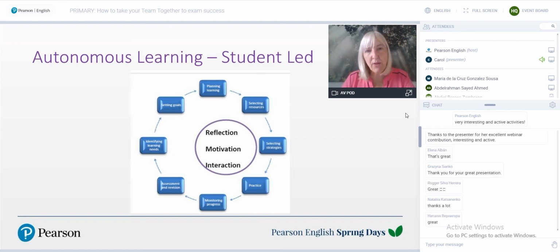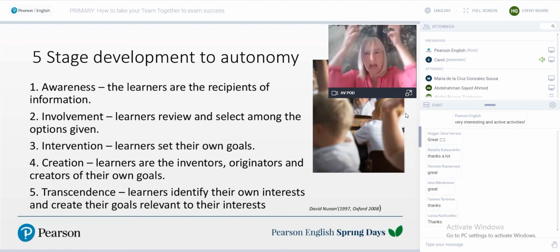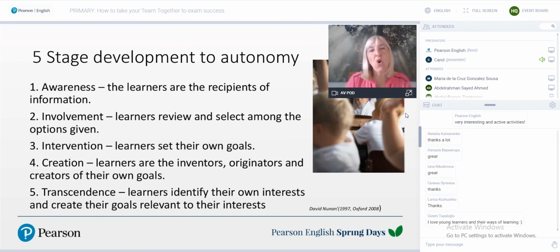Now, I wanted to have a quote from David Nunan, and I thought that this five-stage development to autonomy ties in really well with what we've covered. The first stage that David Nunan says is awareness. Learners are the recipients of information, and that's the cognitive, active learning bit where we give them loads of information in their brain. The next is involvement, where learners review and select among the options given, and that's where these associations start to come in as they build from the vocabulary sets and all the things that we've helped them to learn.